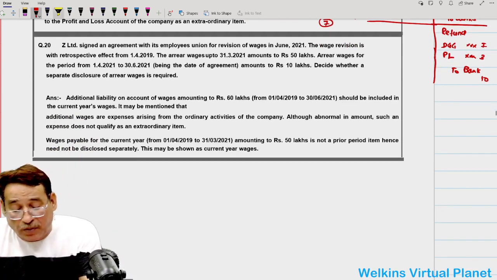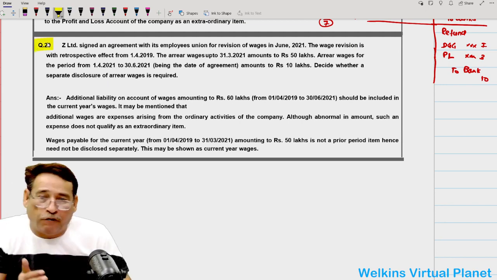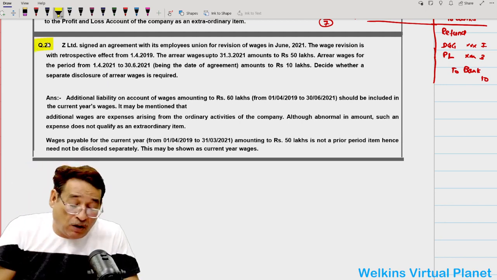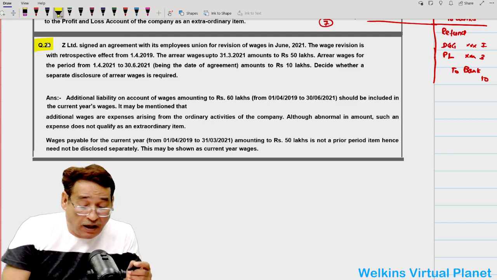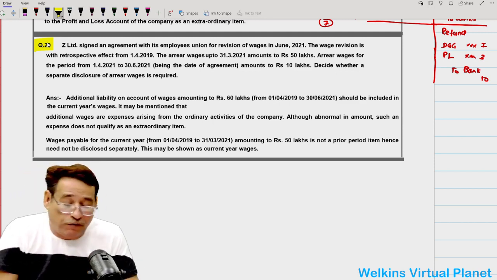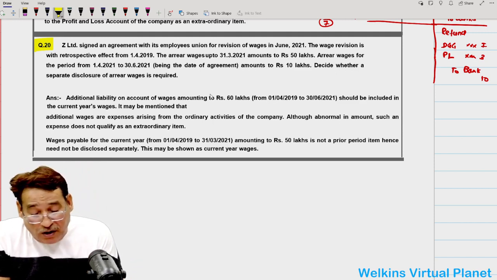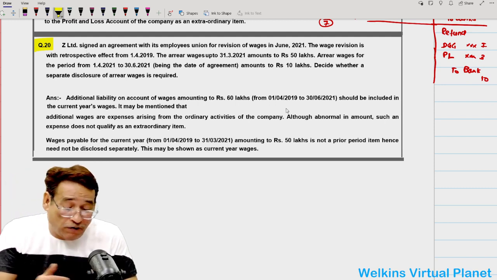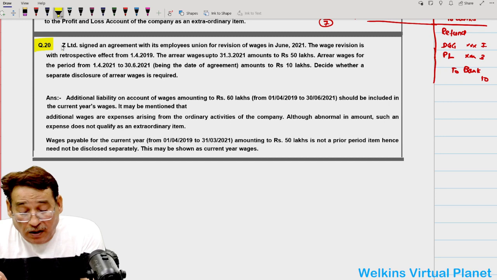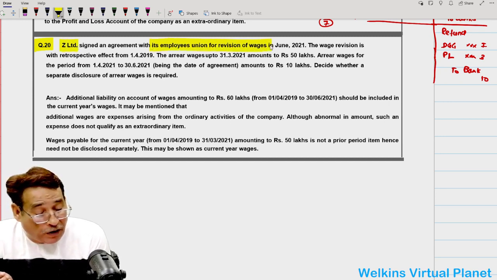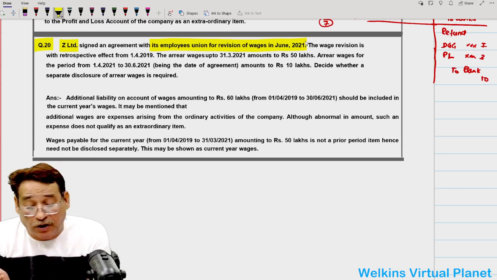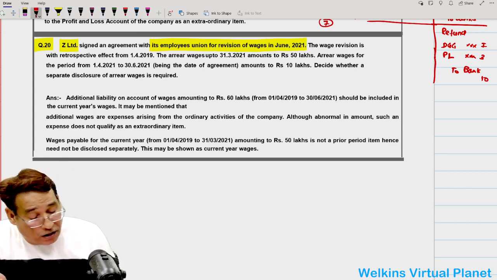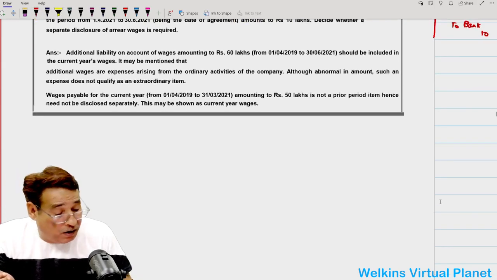And finally, this is the last question of AS5. Same question is presented here. So in the AS5 notes, you can find this particular question here. Jet Limited signed an agreement with the Employees Union for revision of wages in June 2021.